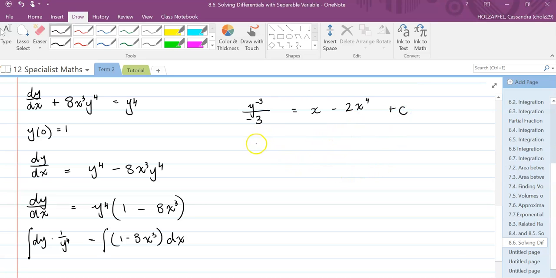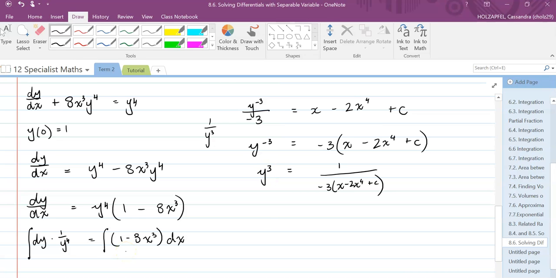Let's rearrange this one. So we have y to the power of negative 3 is equal to negative 3 lots of everything on the right-hand side here. And then because this is 1 over y to the power of 3, I'm going to inverse or flip both sides. And the last thing that we'll do is take the cube root of both sides.